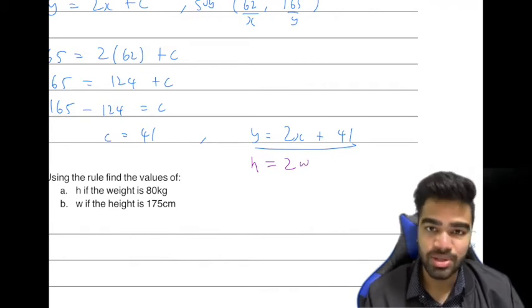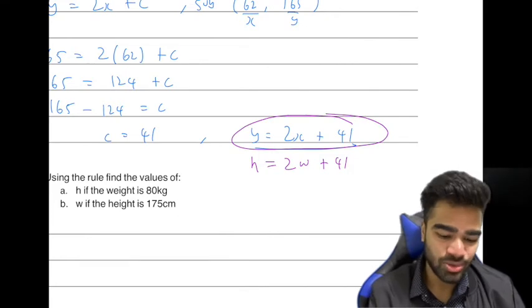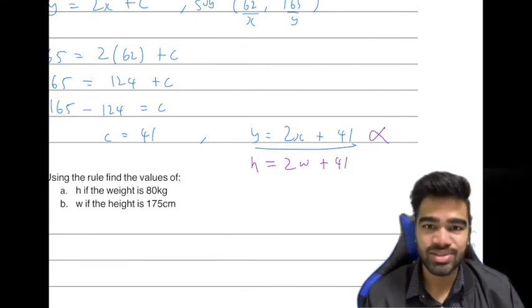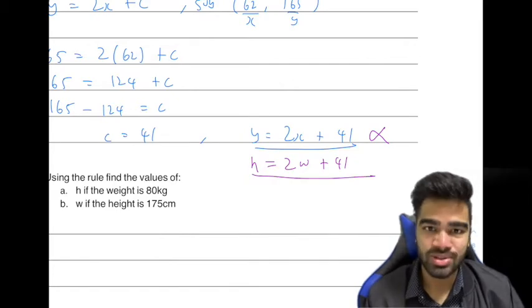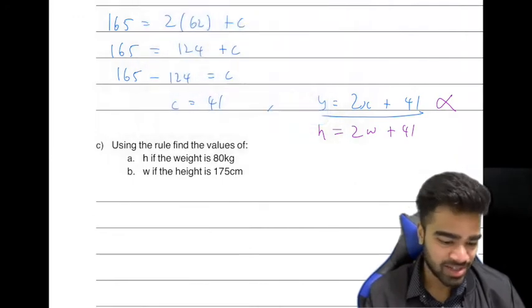X variable was w, weight, plus 41. So in fact, guys, if you write this equation, you would be incorrect, wrong. Because there's no y and x in this question. There's only height and weight, which are the only two variables you're allowed to use for your answer. Okay? So this is our equation. I'm glad I made that mistake, so now you guys know.